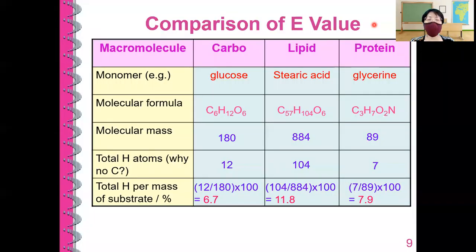Okay, so let's look at the answer. After calculating the total hydrogen per mass of substrate, in percentage, lipid has 11.8% hydrogen per unit mass, carbohydrate 6.7 and protein 7.9. Does it tally with the energy value? Tally means that lipids produce twice the amount of energy compared to carbohydrate. Does the percentage hydrogen also tally 2 to 1? Yes. Can you see that?